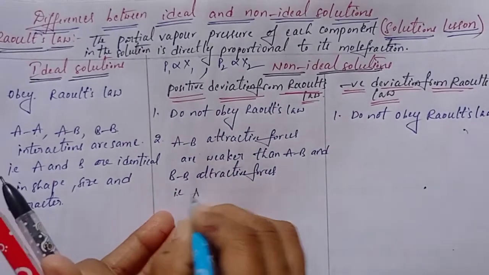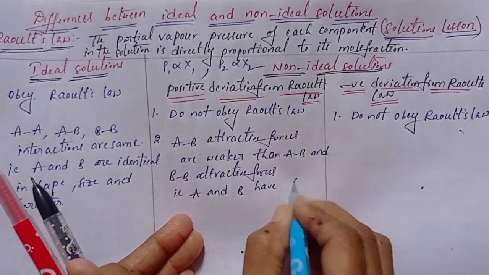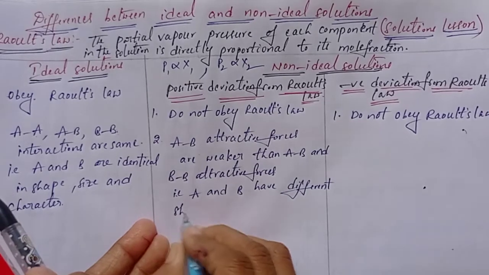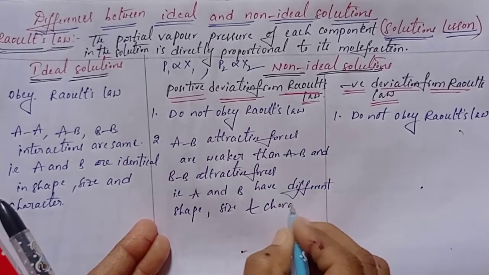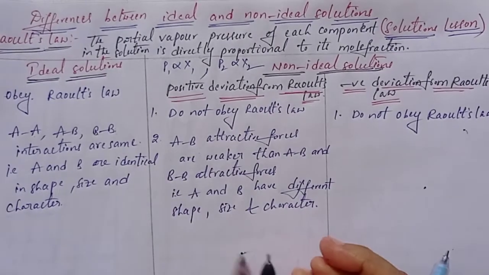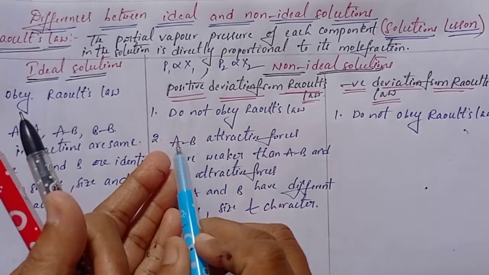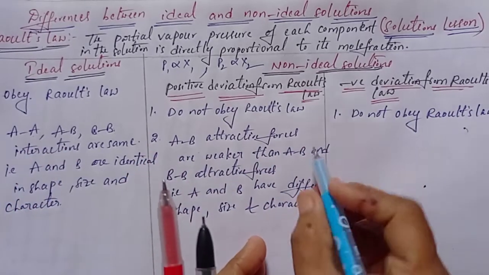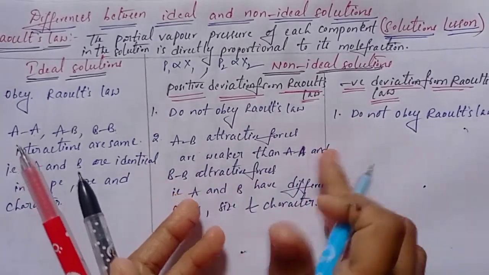So that is A and B, two components with different shape, size and character. Clear this one? Okay, now coming to the negative deviation, students, in between the two components A and B, attractive forces are weaker than which ones, students? AA components and BB components.